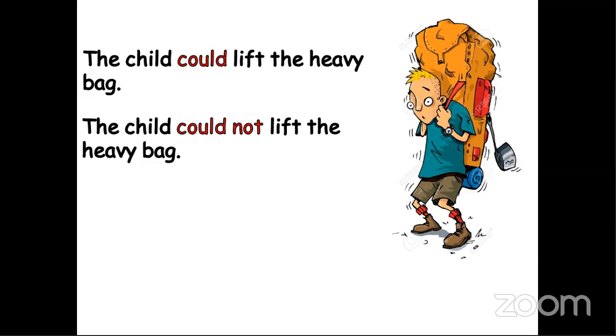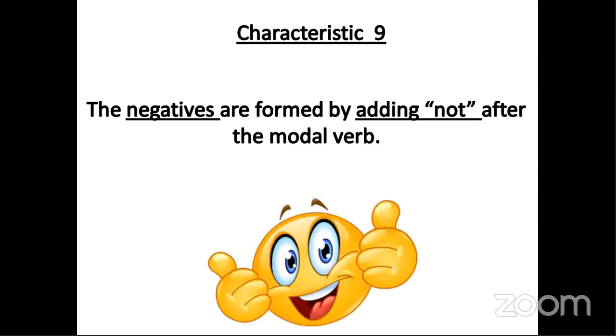So what do we see? We see that negatives are formed by adding not after the modal verb. In this case, not is added after the modal verb to express inability or incapability, and we formed a negative sentence. So very simple. Our next characteristic is the negatives are formed by adding not after the modal verb. So we are finished with the ninth one and we have just one more remaining.